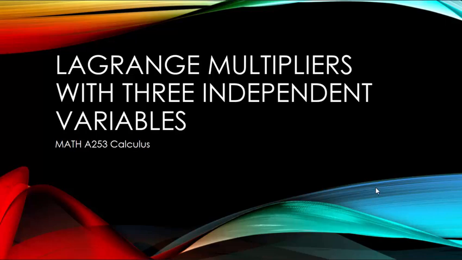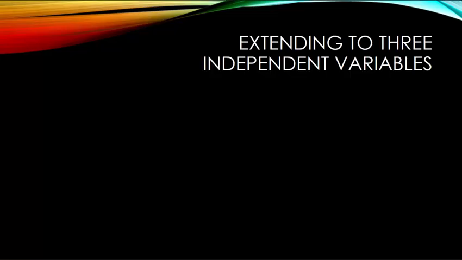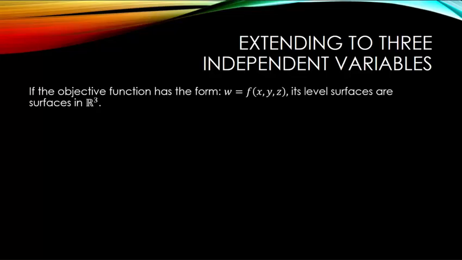Now we need to extend what we know about Lagrange multipliers to functions where I have three independent variables. So extending to three independent variables will give me an objective function that will have the form w is equal to f of x, y, z. Its level surfaces are now surfaces in R3 as opposed to level curves in R2.